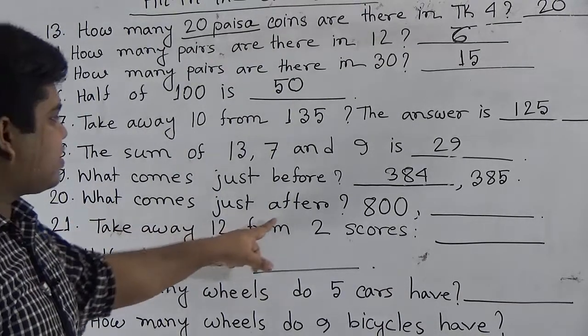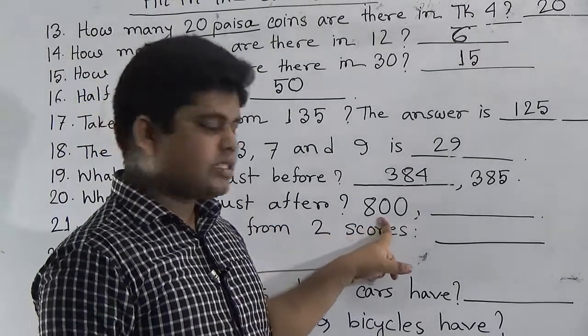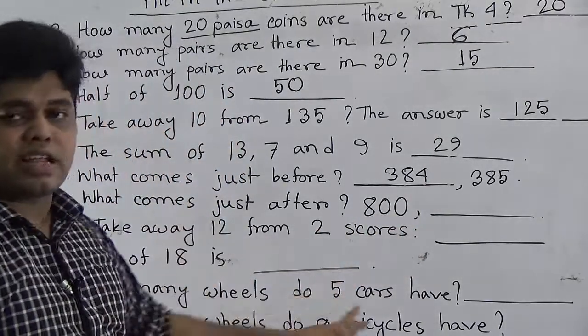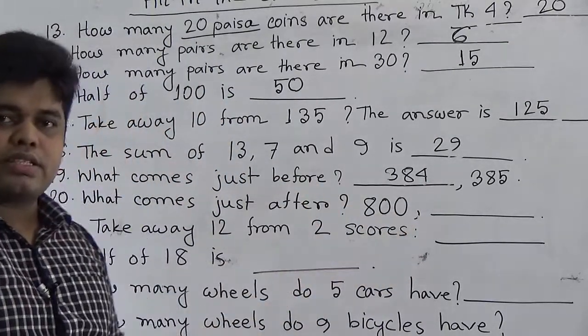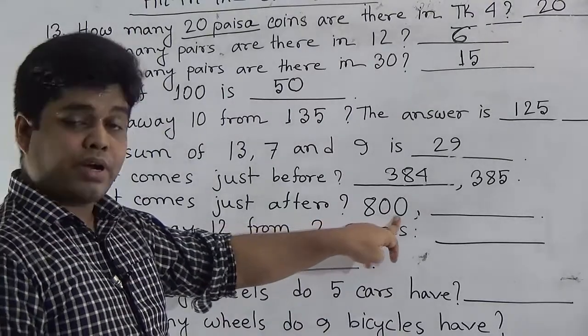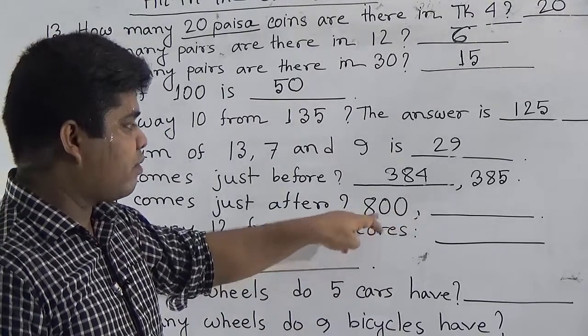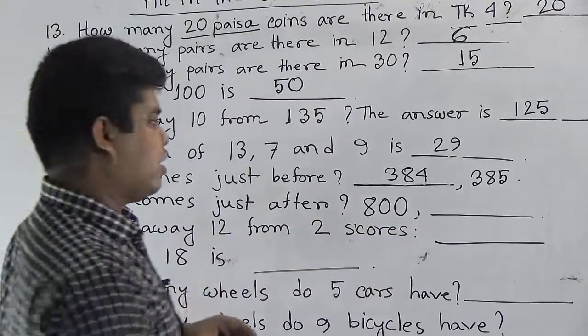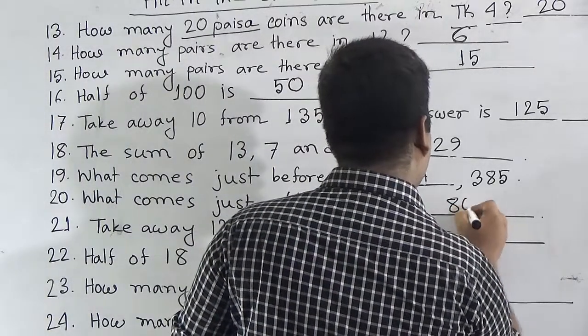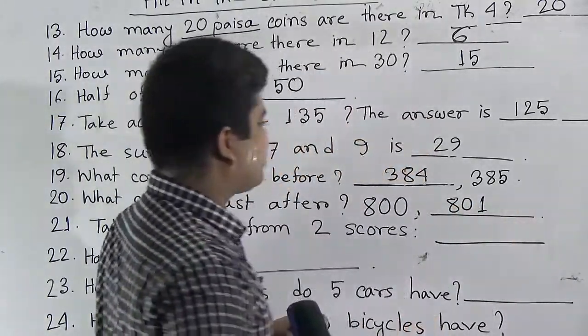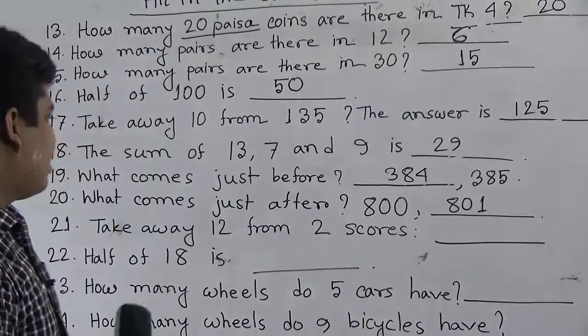What comes just after 800? Just after 800, that means the next number of 800. What will be the next number of 800? I hope you have understood. The next number of 800 is 801. So we write 801 in the gap. That means the answer is 801.